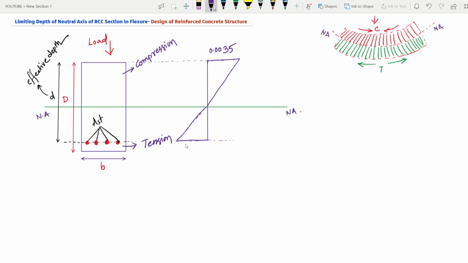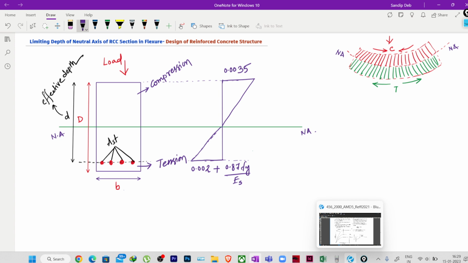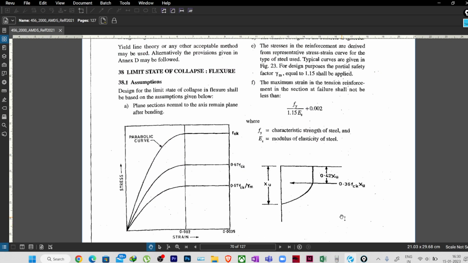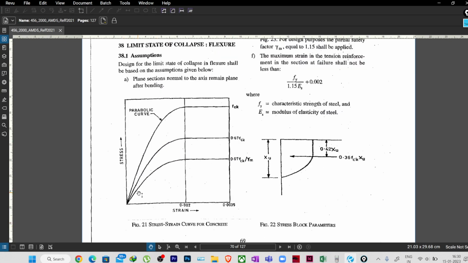Okay, and the maximum tensile strain in rebar, or you can say in steel, how much will it be? So it will be 0.002 plus 0.87 Fy by Es. Okay, we all know this from where? Let me show you. As we are referring to IS 456, you can have a look at IS 456 also. So this is the stress strain diagram.